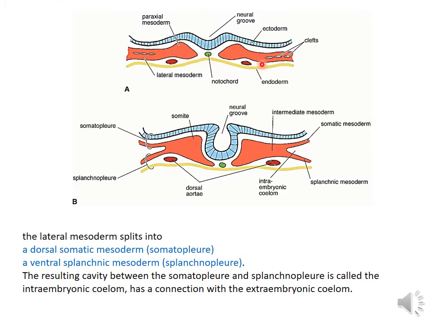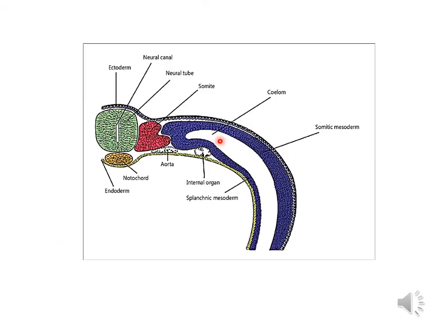Here is the intraembryonic mesoderm surrounding the notochord. This is the paraxial, intermediate, and lateral. The lateral plate mesoderm is divided into the dorsal part, and this is the ventral part. As you can see here, the lateral mesoderm splits into 2 parts, and the resulting cavity between the somatopleure and the splanchnopleure is called the intraembryonic coelom, which has a connection with the extraembryonic coelom. Another figure shows the column. This is the dorsal division of the lateral plate mesoderm, and this is the ventral one.